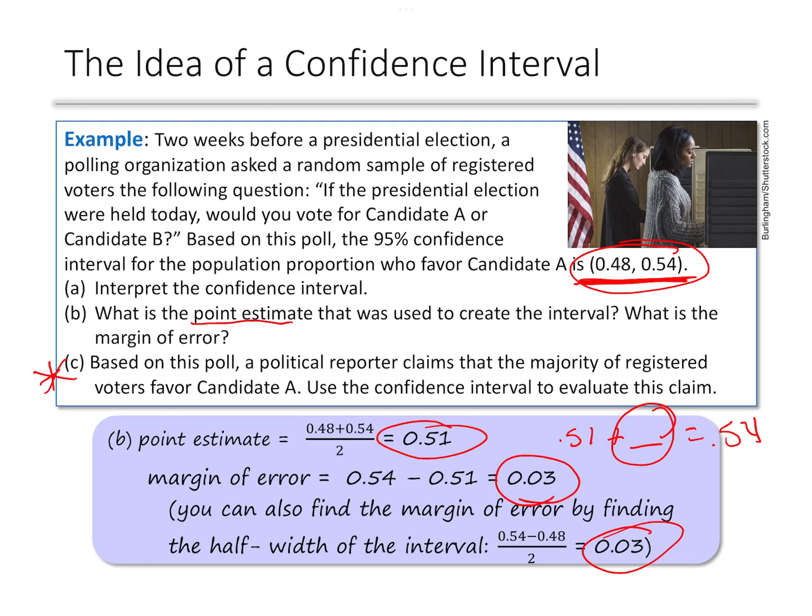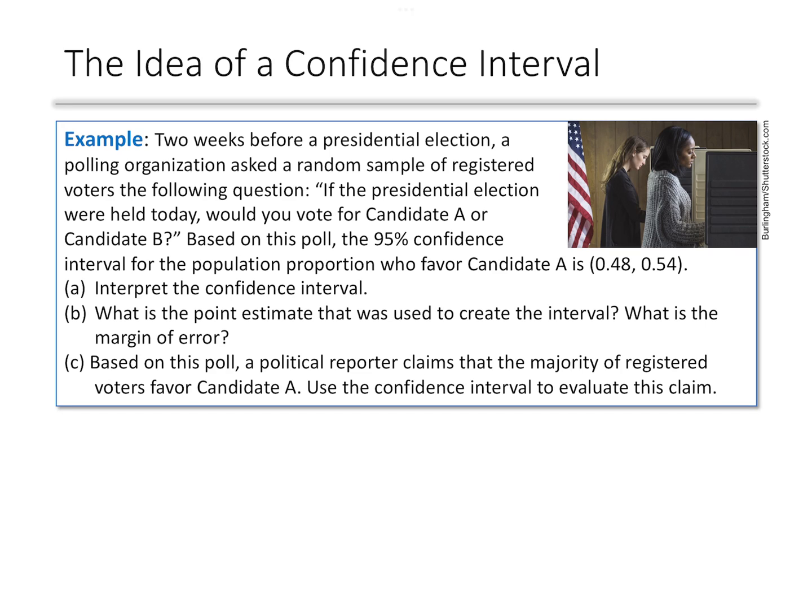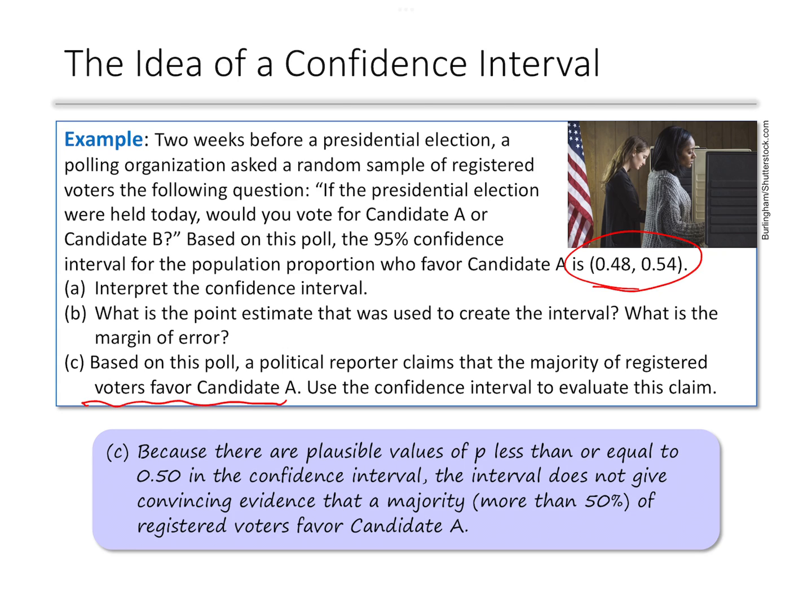And then part C: based on this poll, a political reporter claims that the majority of registered voters favor candidate A. We want to evaluate that claim using this interval. Well, to favor candidate A, you would have to be above 50%, right?